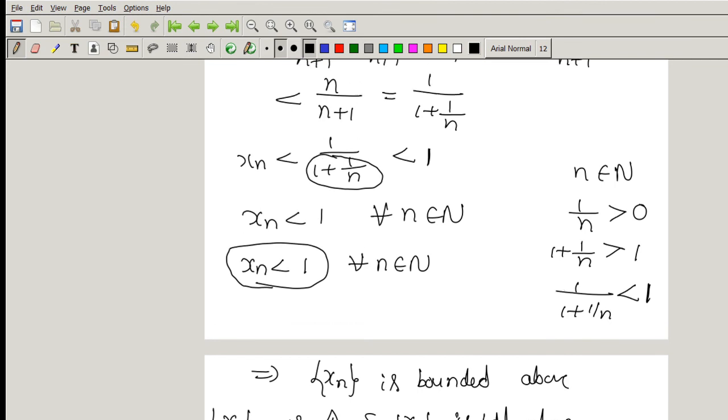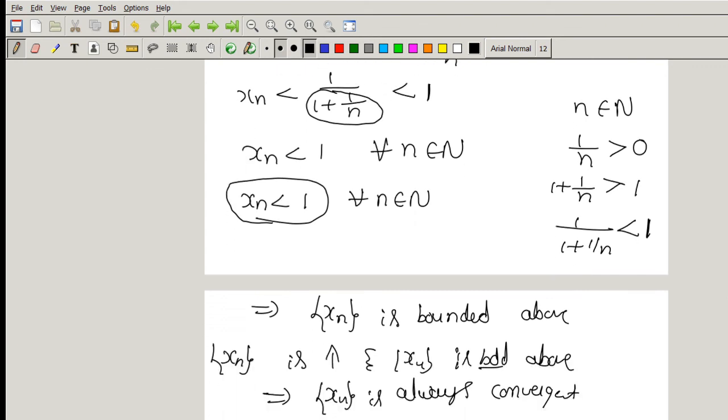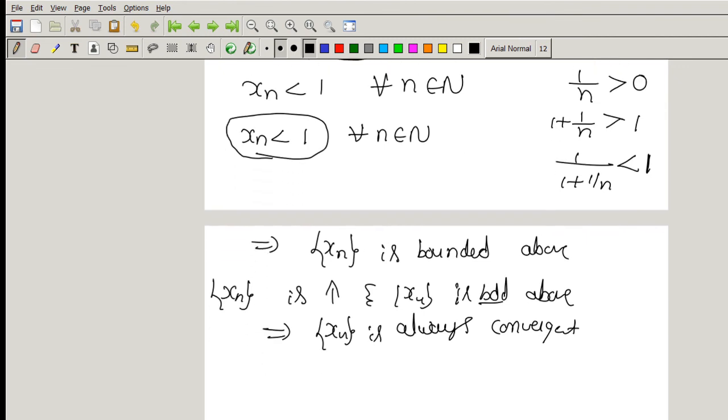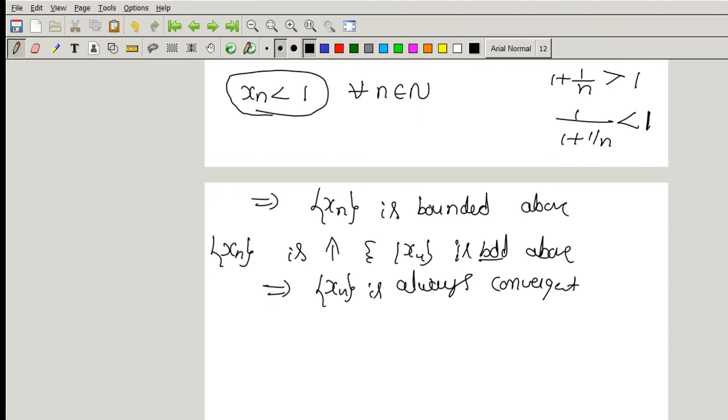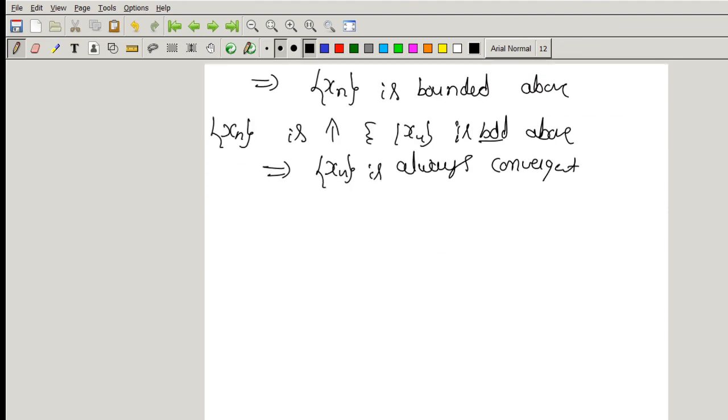Here 1 by n is greater than 0, so 1 plus 1 by n, add 1 to both sides. Inequality doesn't alter. Taking reciprocal, then the inequality alters, so it is less than 1. Therefore xn is less than 1 for all n, which is nothing but the sequence is bounded above. Therefore, the given sequence is convergent. Okay, thank you.